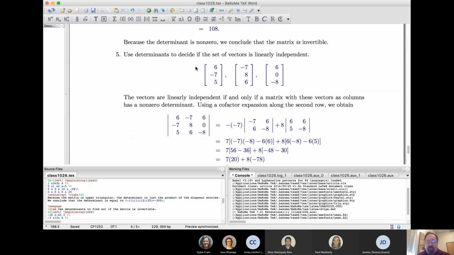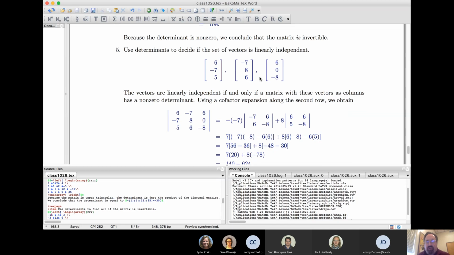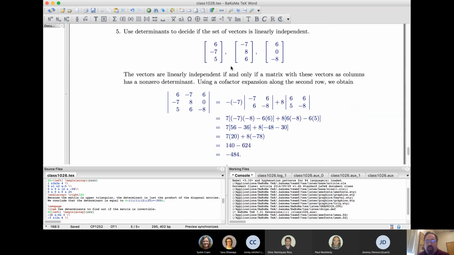Here you're given 3 vectors from R3. So put together, they would make a square matrix. So if you want to know if they are linearly independent or not, sometimes you can tell just by looking, but most times you can't. So if you form a matrix with these vectors as its columns, then you can just take the determinant of this matrix, and if it's non-zero, then the vectors are linearly independent.